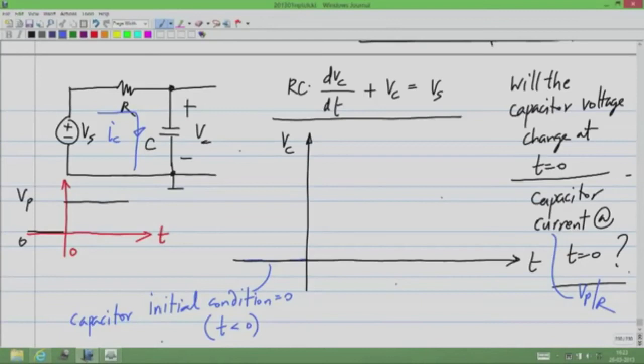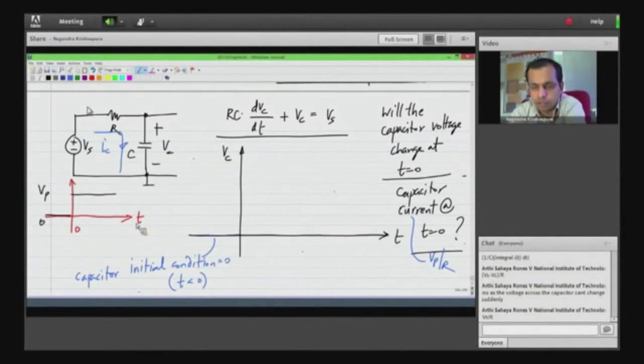Now, because the current is flowing through the capacitor, its voltage tends to change, and from the direction of the current we know that Vc is going to increase. Okay, so what happens is it increases. So I will show a little bit of increase like this.